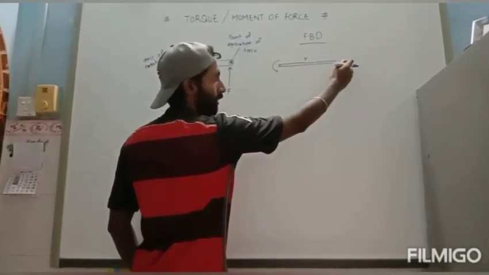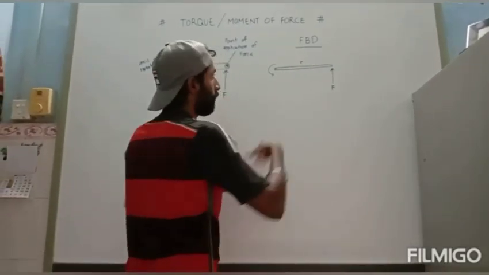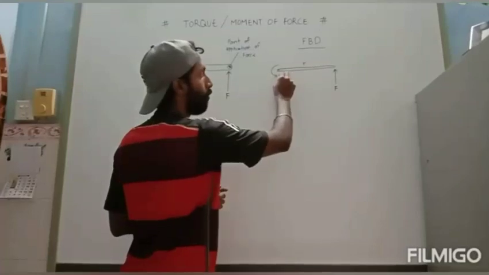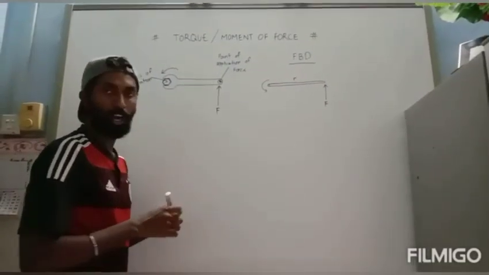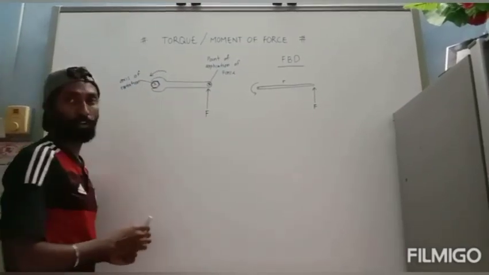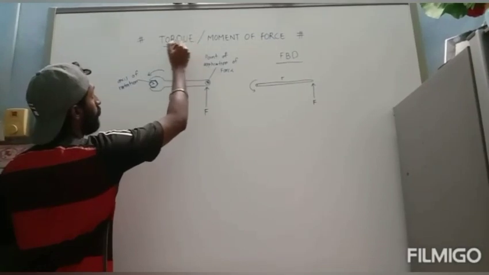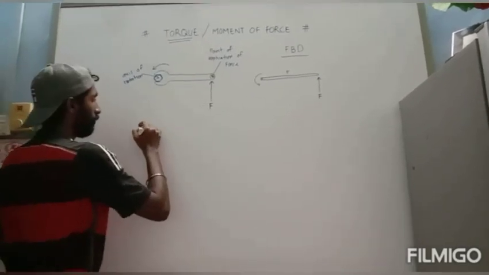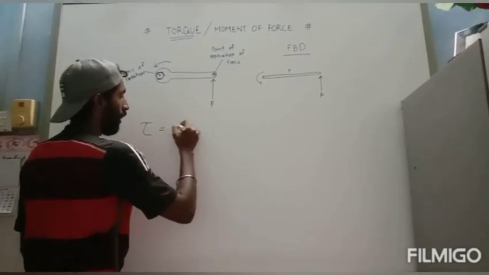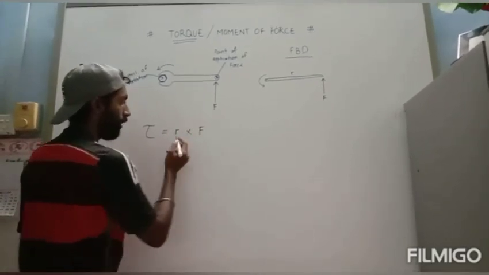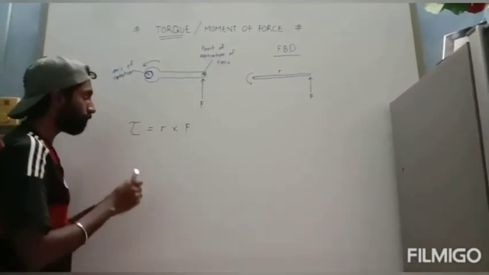The force is exerted in this direction. This is R. R is the lever arm, the length of the lever arm. Now let's see how to calculate the value of torque in this system. Torque is represented with the symbol tau. Tau equals R times F. R is the length of the lever arm and F is the force exerted.